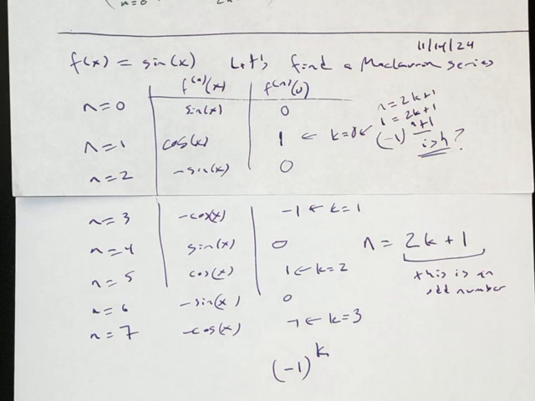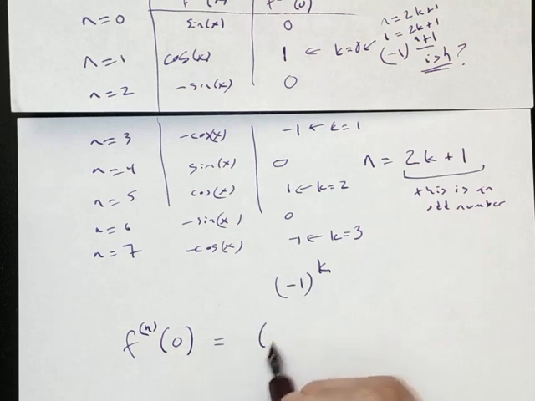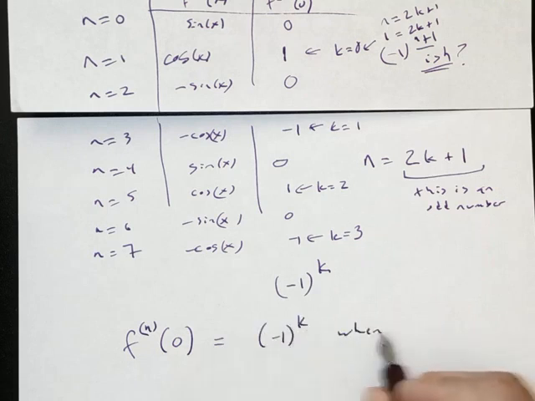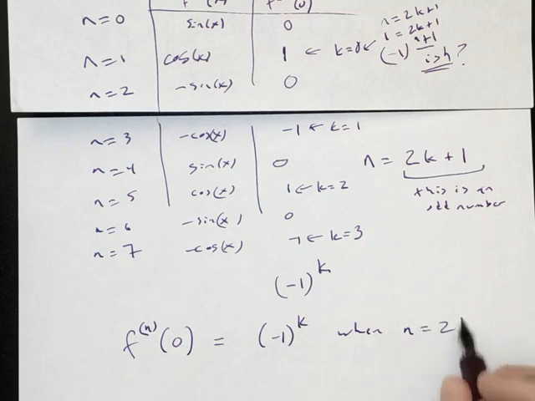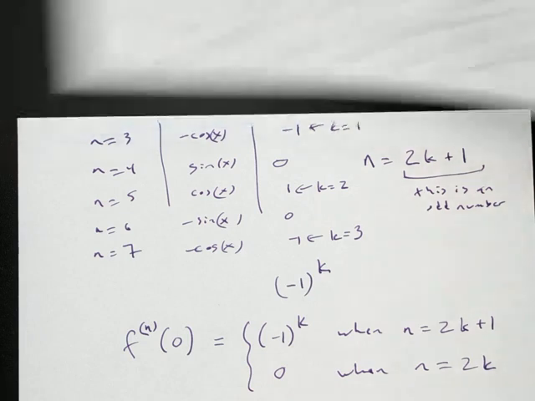But now I have a pattern for that, don't I? Okay, wait a second. The nth derivative at 0 is minus 1 to the k when n is an odd number. And when n is even, we get 0. So it flips back and forth between 0, 1, 0, negative 1, 0, 1, 0. That works. That's a pattern for my nth derivative.